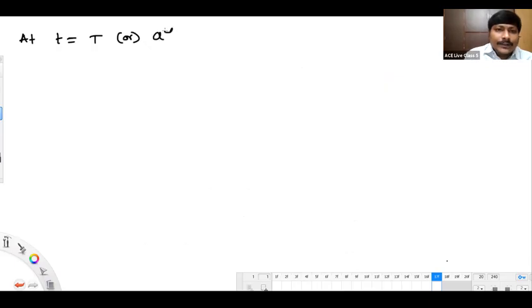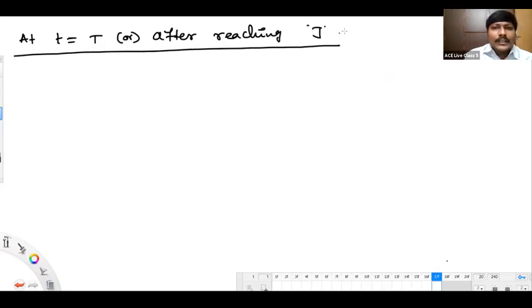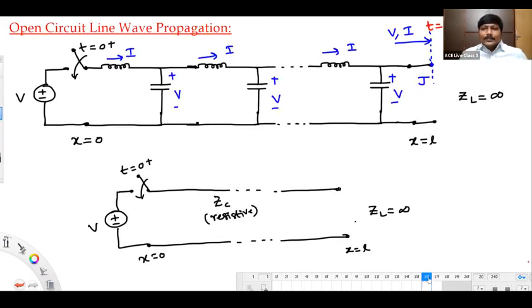At time t equals capital T, after reaching the discontinuity, or after reaching the junction J. Kindly observe now.